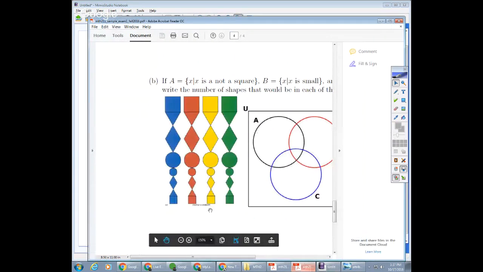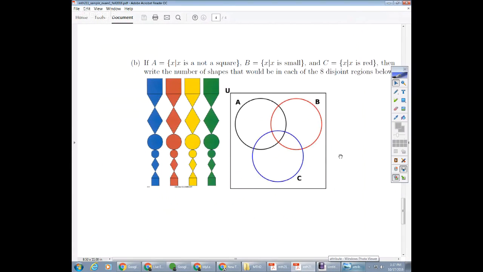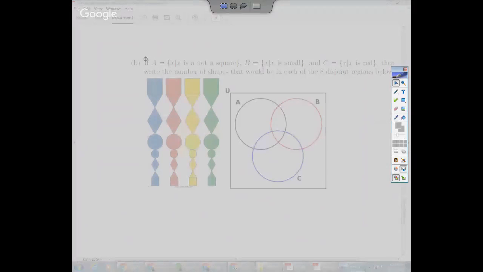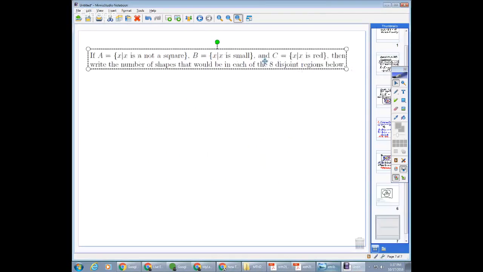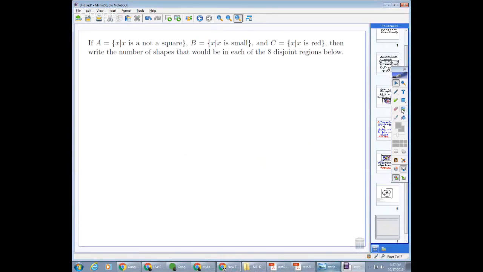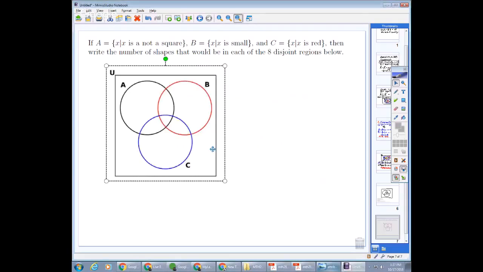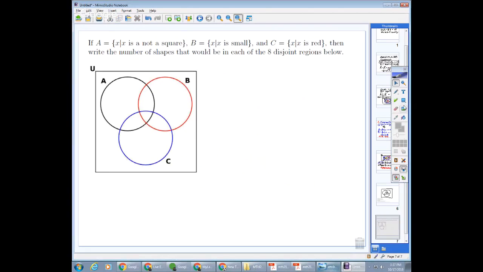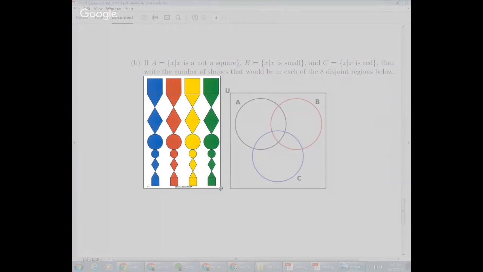New page. We are going to try and solve this problem here. Blow it up. How do I make that go away? All right, so set A is going to be not square. B is going to be small. And C is going to be red. And we are going to try and put those into this figure right here. So if you have them in front of you, great. Otherwise, I will put them up here on the screen too.